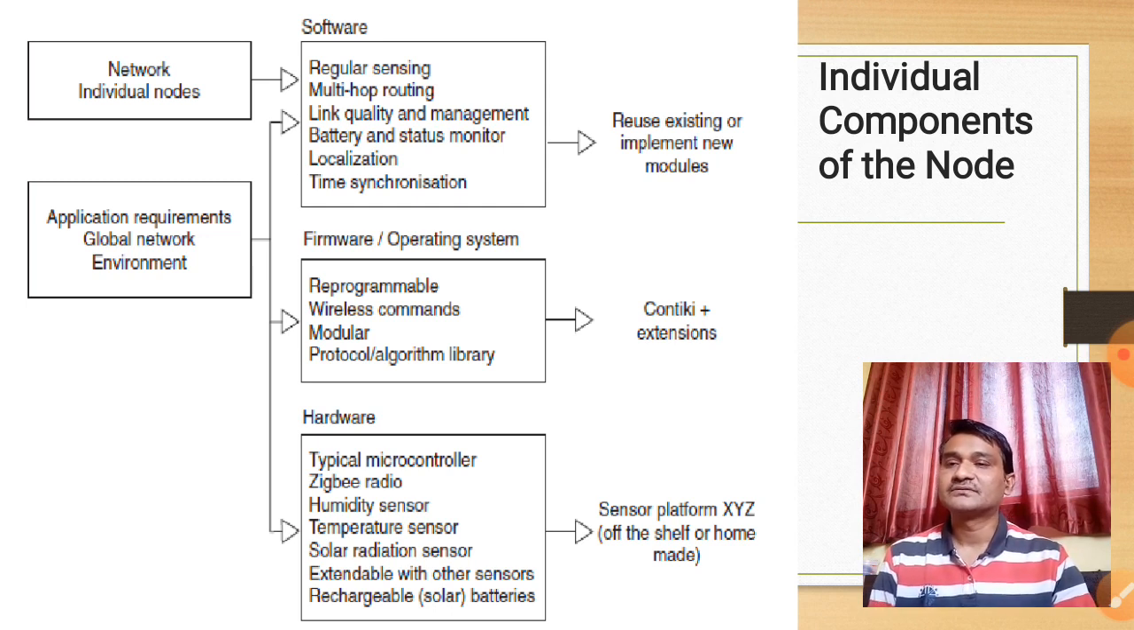The figure shows the software part and the hardware part, which are both very important. Typically, a microphone, a transceiver like Zigbee, humidity sensors, temperature sensors, solar radiation sensors, and so on are part of the hardware, and there is different software that we have to consider for the implementation.